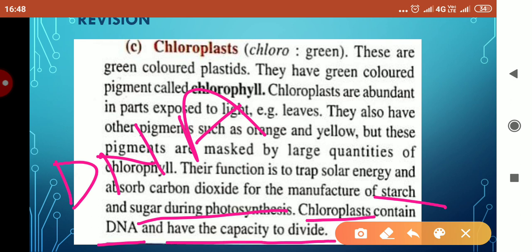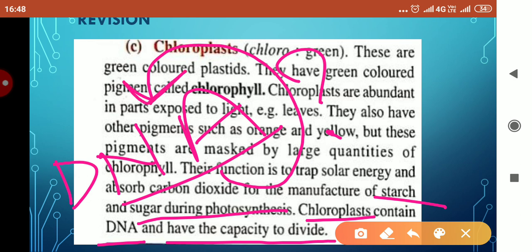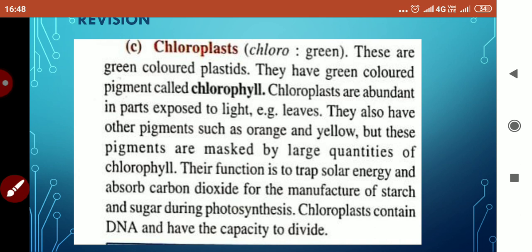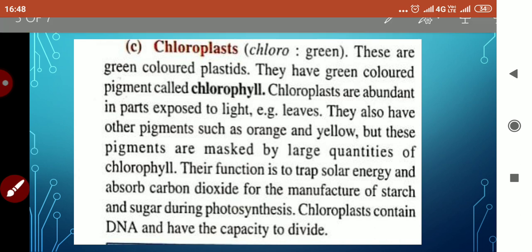Now why, if DNA is present, do they have the capacity to divide? Because I have explained in the central dogma of molecular biology that DNA is the only biomolecule which can make its own copy. That is DNA replication. Okay class, let us move on to the next slide now.